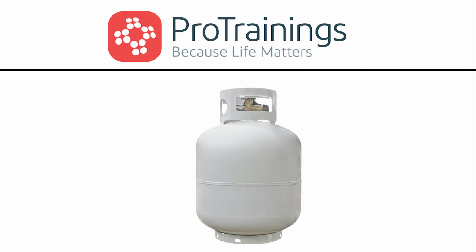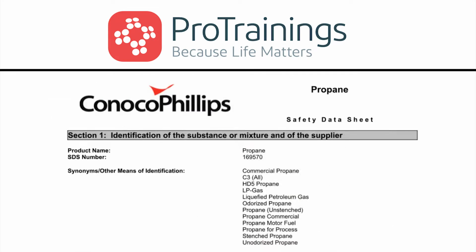Let's examine an SDS for a common chemical that many of us use on a regular basis. Let's look at propane from ConocoPhillips. Notice in Section 1 the identification of the substance. The product name is propane.